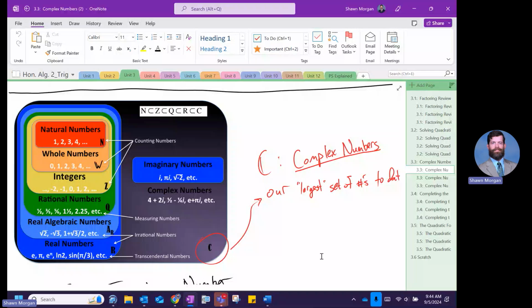That's what's for lunch. All right. Section 3.3. Here we go. It's all about complex numbers.